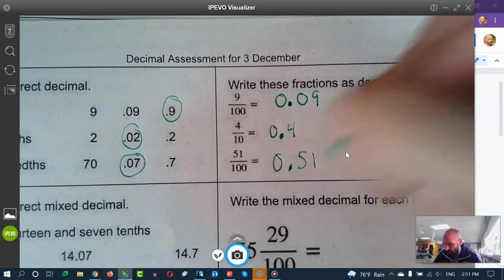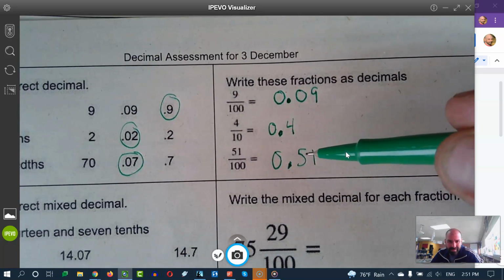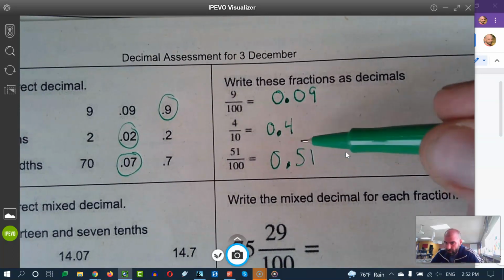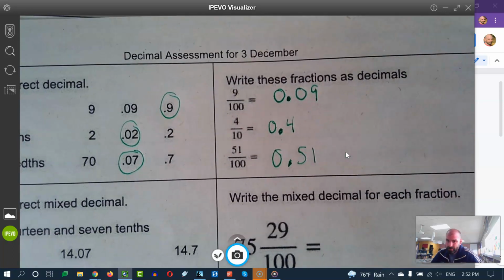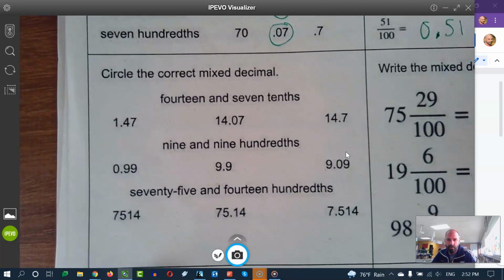51/100ths. Again, and this will be a clue later, I don't say 5/10ths 100ths. I read the number, 51/100ths. This becomes very important when we get to thousandths. All right, so next one.